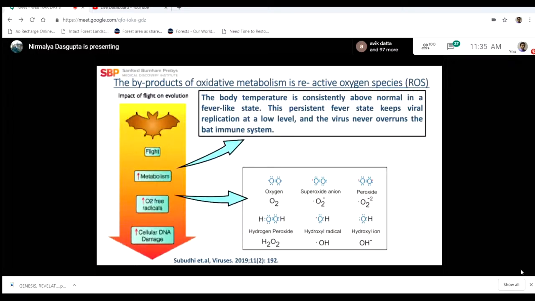Bats' body temperature is always high during their flight. And because their metabolic rate is high, oxygen consumption is high, and this oxygen can cause reactive oxygen species. That means electron-rich oxygen species, which can oxidize our DNA, our proteins, our lipids. For those from a non-biological background, they are commercially called free radicals. You hear this term several times in any commercial advertisement, the free radicals. These free radicals oxidize our cellular DNA, and this causes DNA damage.